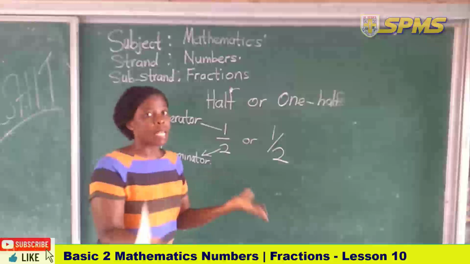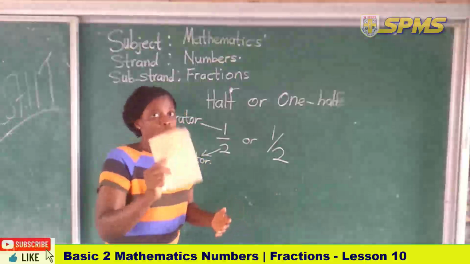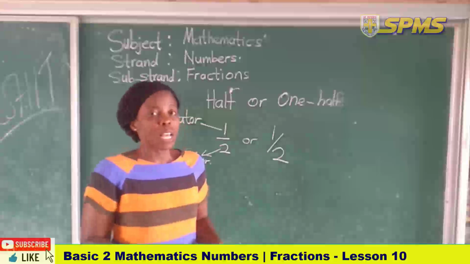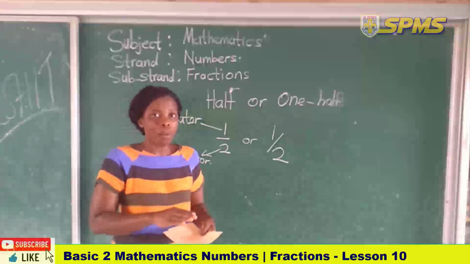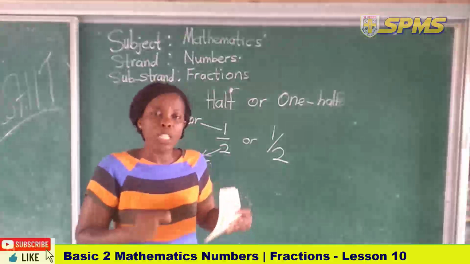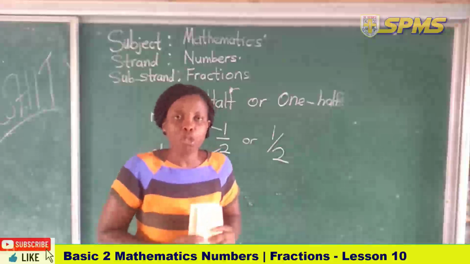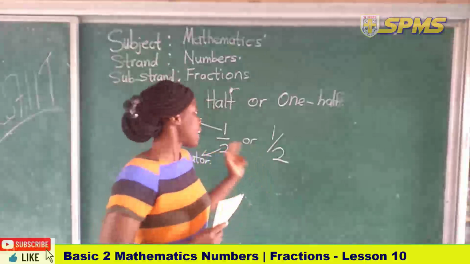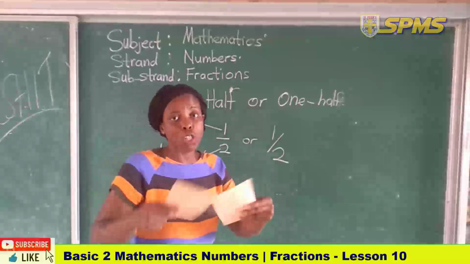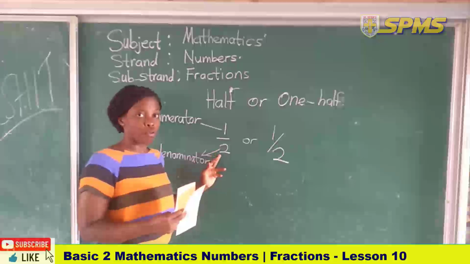So when you divide the items into 3, you can have 1 over 3. So the 3 that is at the bottom or that is below the number tells the number in which the item of the whole has been divided into. In this case, I have divided my object into 2. So my denominator is going to have 2.